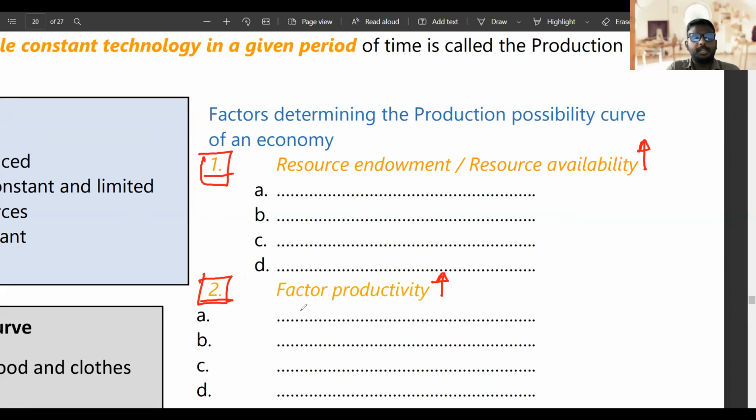And productivity is decided by the technology, human capital, and then we have division of labor and specialization. They all come in this. And in the resource availability part, we have the land, labor, capital, and entrepreneurship. So when the resources available in an economy go up, the curve shifts out. When the resources are still the same, but the productivity of resources goes up, then also the curve will shift out. Is that clear?